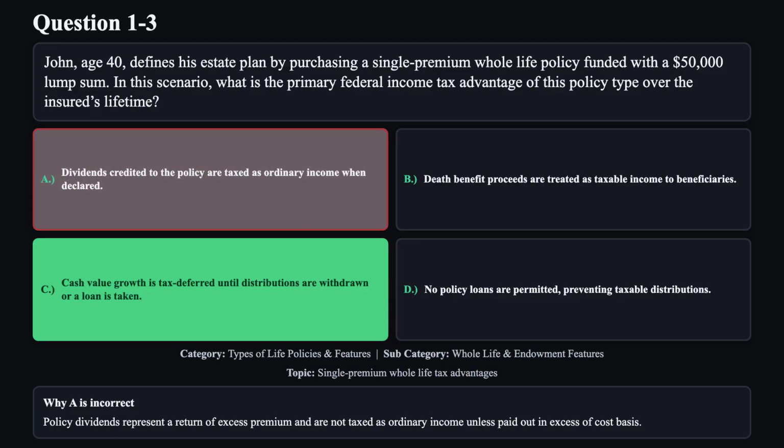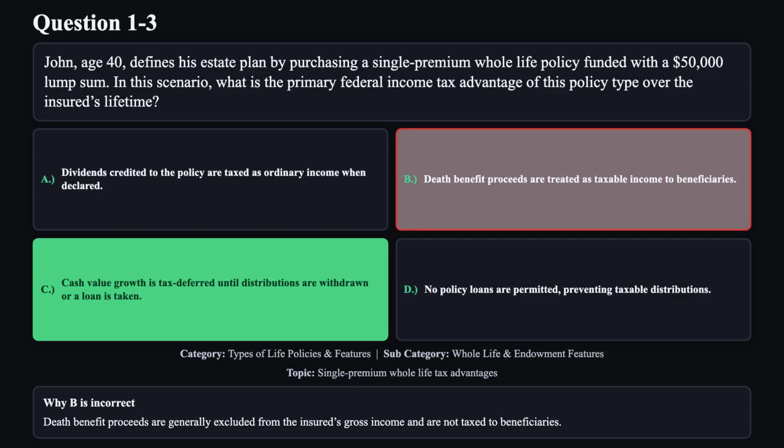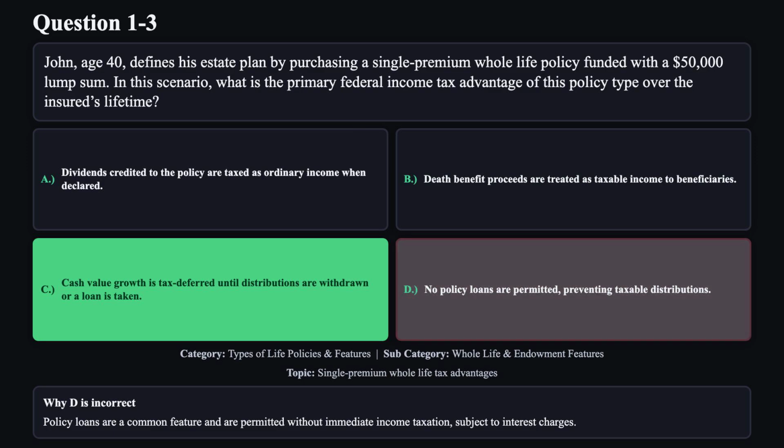Policy dividends represent a return of excess premium and are not taxed as ordinary income unless paid out in excess of cost basis. Reason B is not correct. Death benefit proceeds are generally excluded from the insured's gross income and are not taxed to beneficiaries. Reason D is not correct. Policy loans are a common feature and are permitted without immediate income taxation, subject to interest charges.